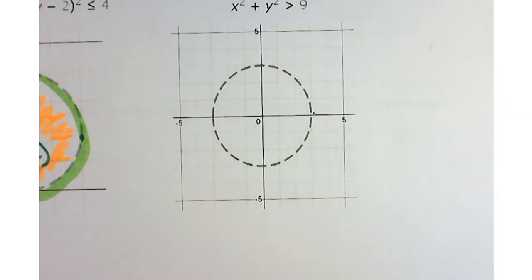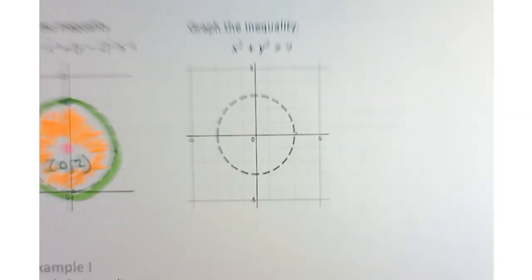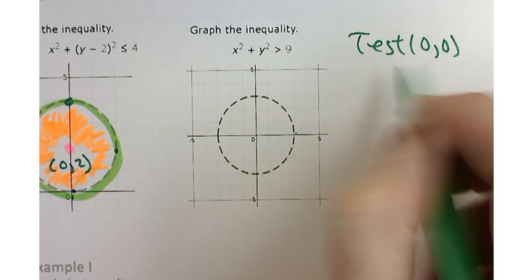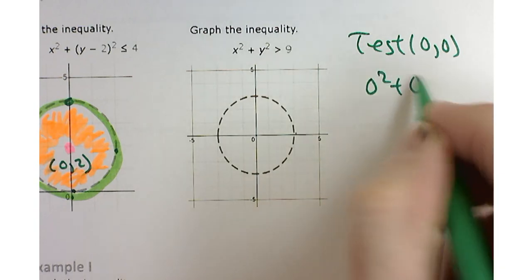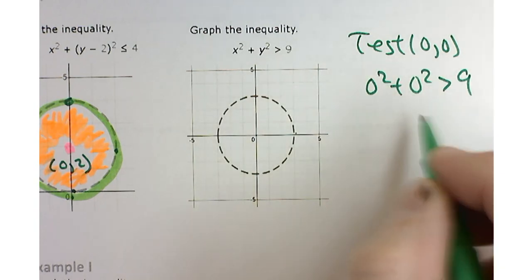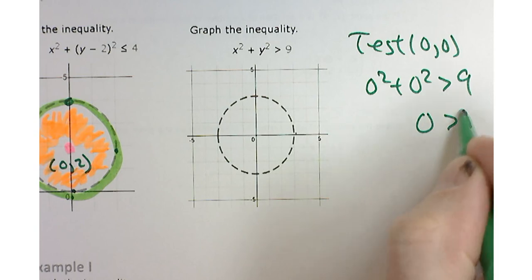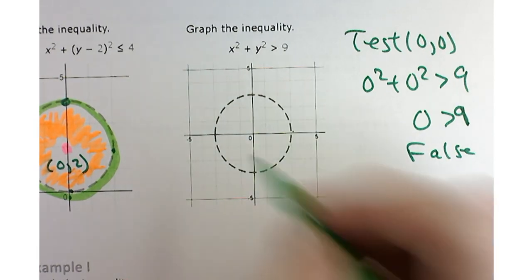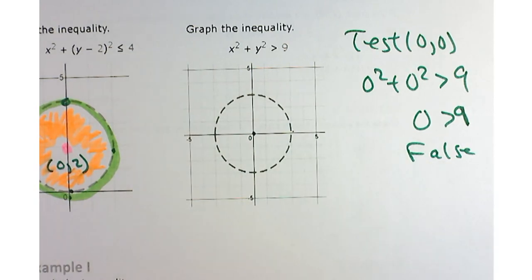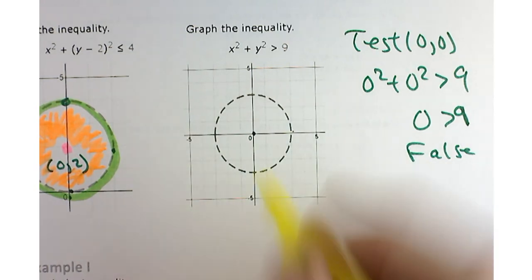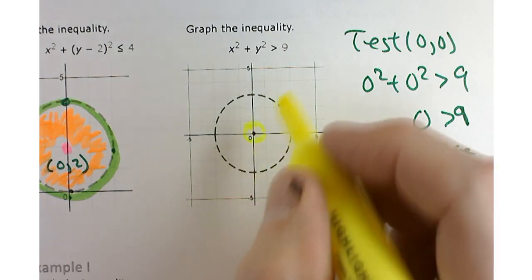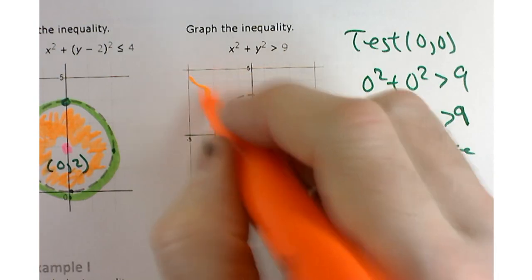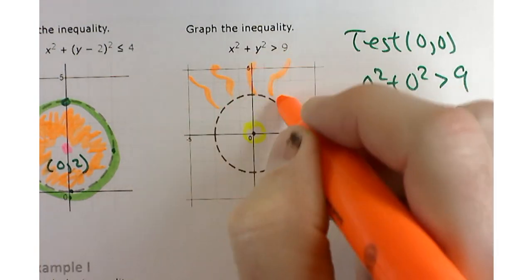What test point do you want to use for this one? 0, 0. Sure, why not? Test 0, 0. Is 0 squared plus 0 squared greater than 9? That's false. So it's outside? Yep. So since 0, 0 was our test point and it tested out false, you want to shade everything outside. So, hey, cool. Kind of like an eclipse.